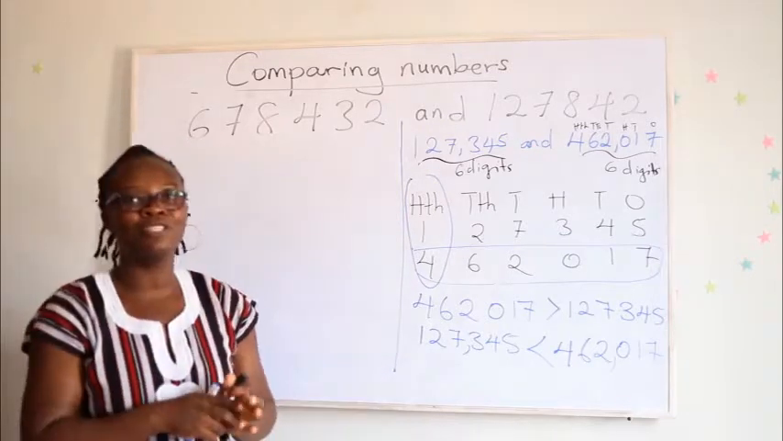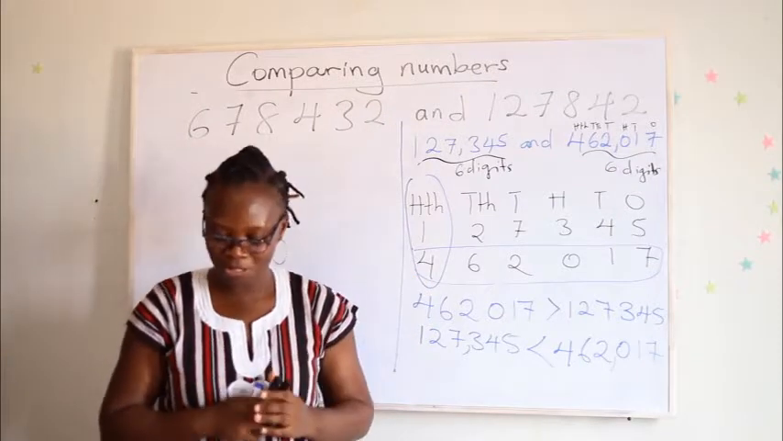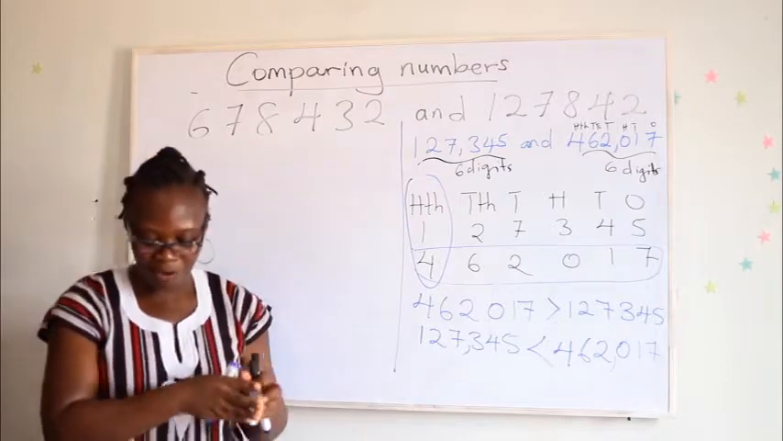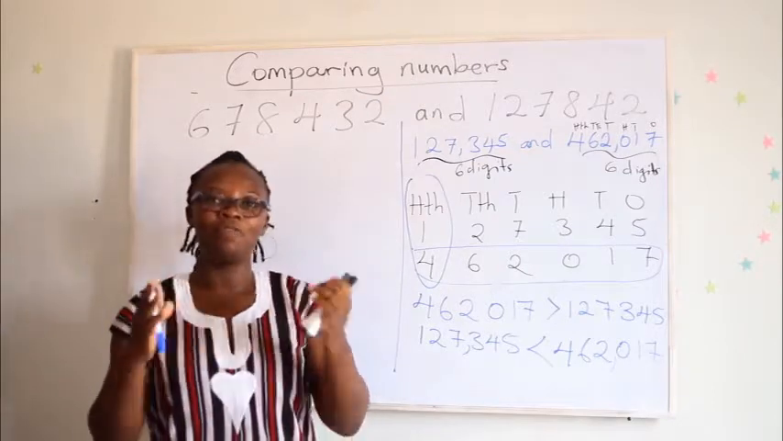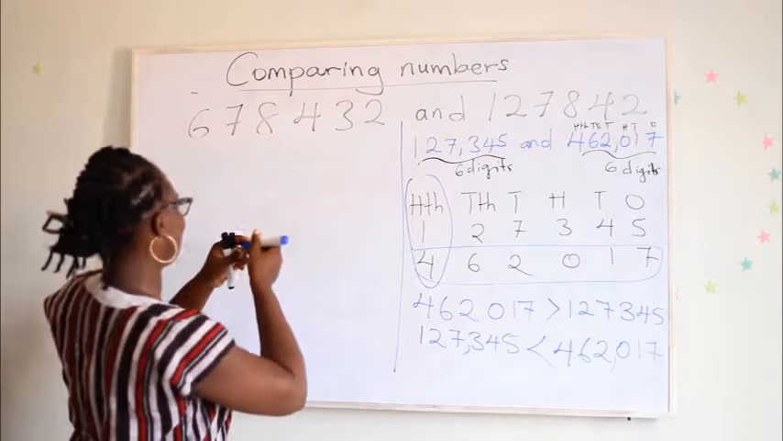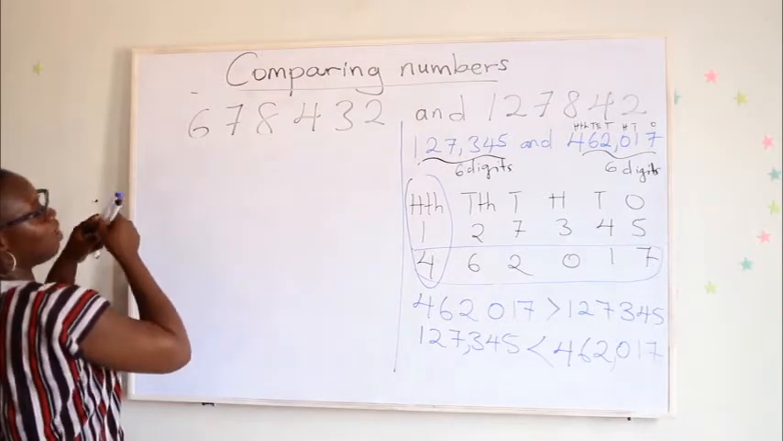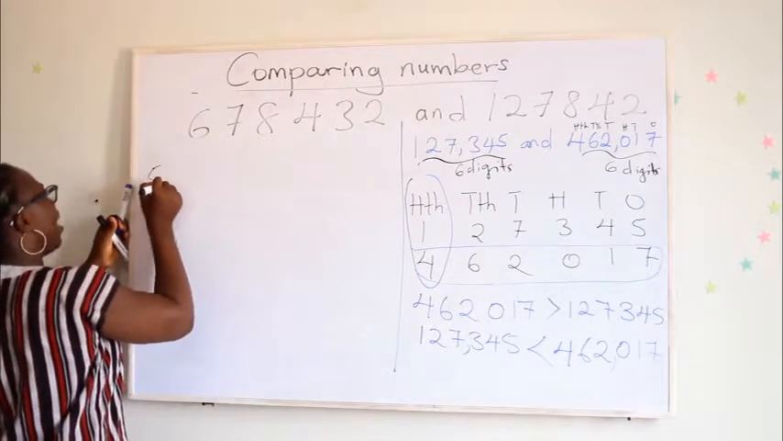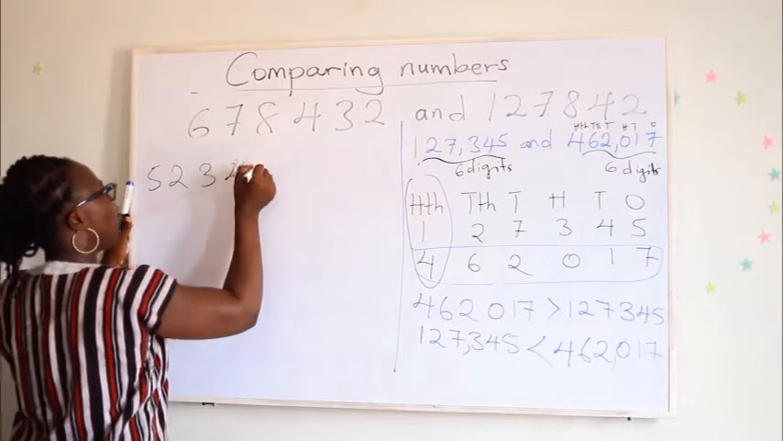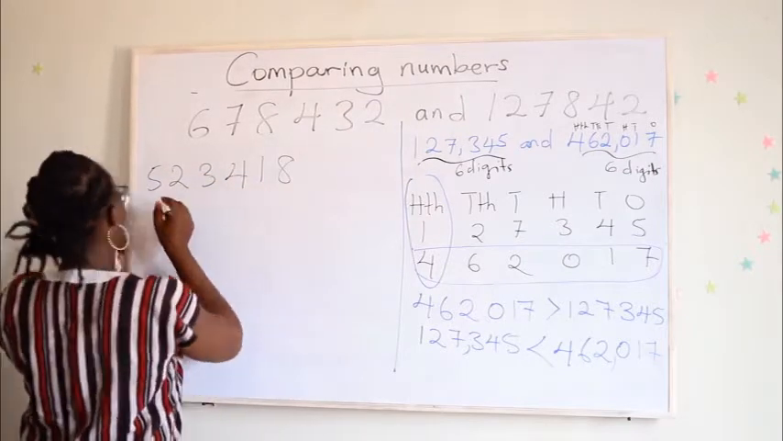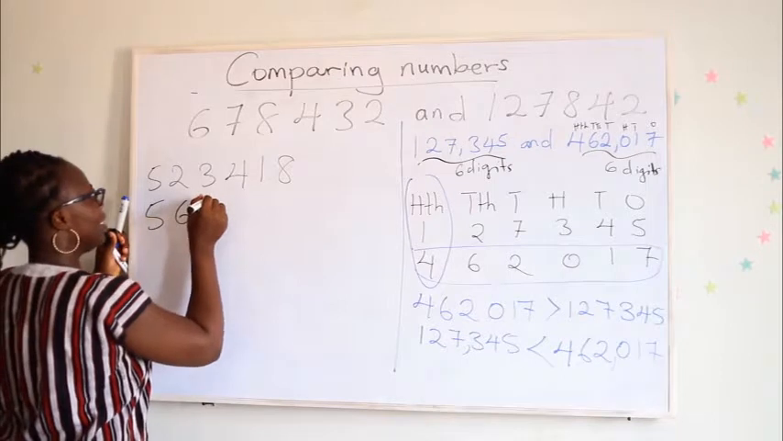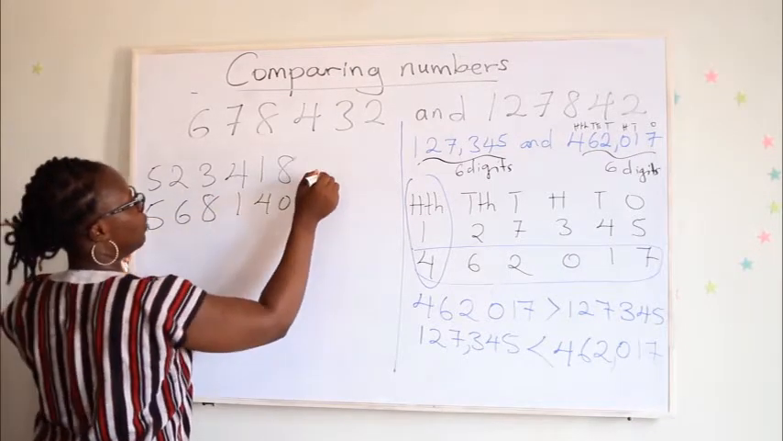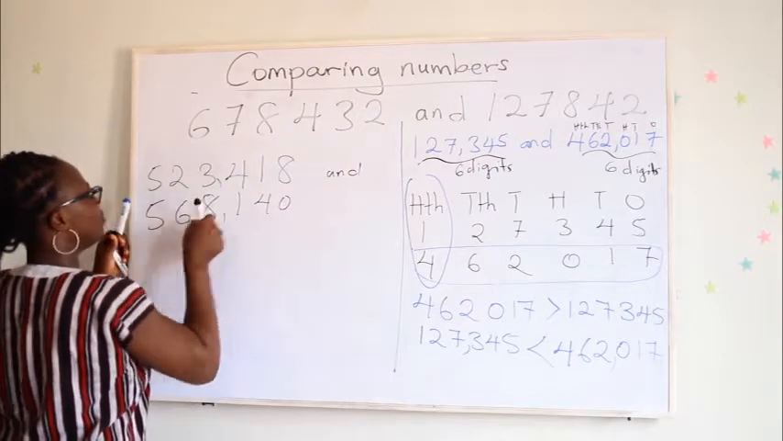The third one we are saying is the digits are the same for the numbers, and the value of the extreme left are also the same. So you realize that the digits on the extreme left of both numbers are equal. So let's take these two numbers. I have the same digits. So I have 5, 2, 3, 4, 1, 8. Then I have 5, 6, 8, 1, 4, 0. So these are the numbers I have.